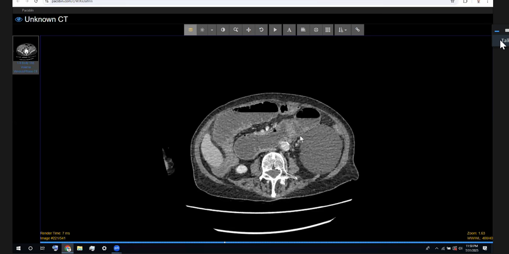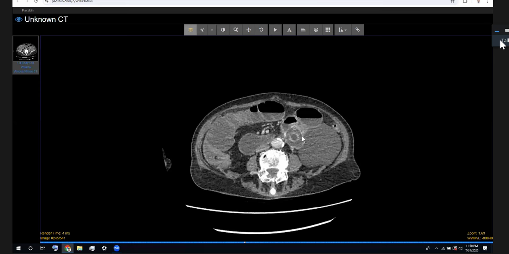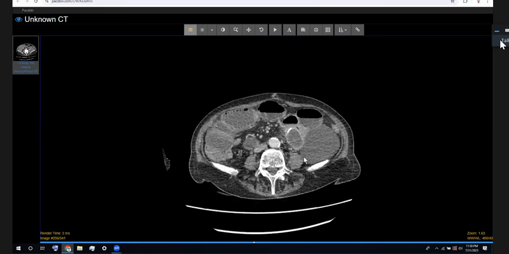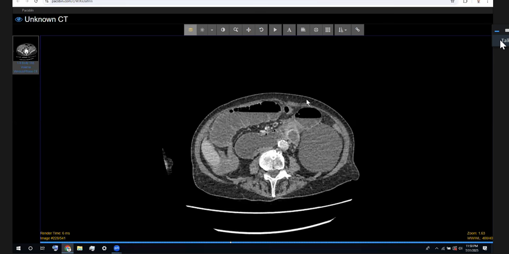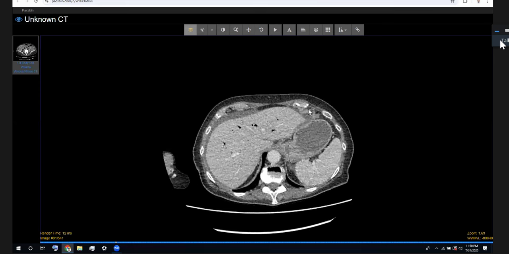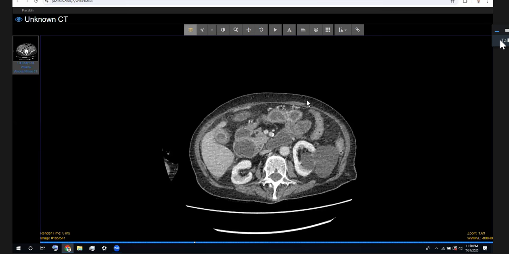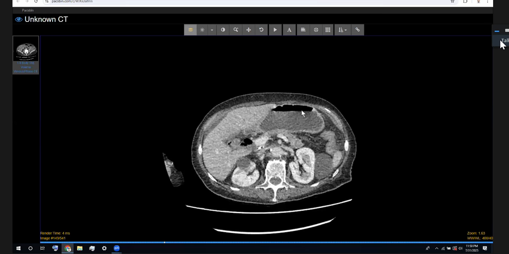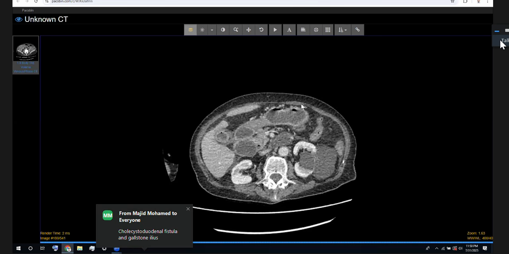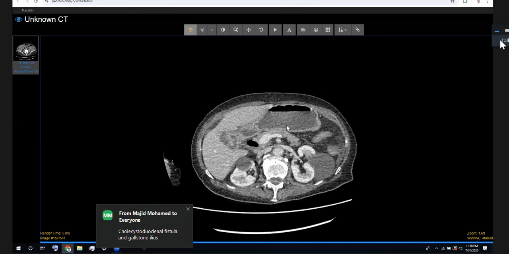I can see a circular hyperdense structure with central lucency in one of the mid-jejunal loops. In my routine imaging, I'll also look in the lung window and bone window. So this is keeping with gallstone ileus with small bowel obstruction and pneumobilia with the cholecystoduodenal fistula. Excellent. That's exactly what it is.